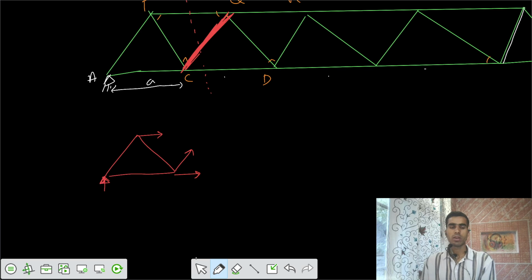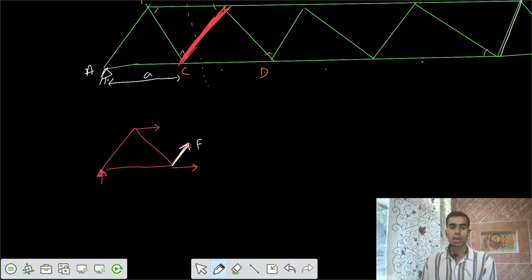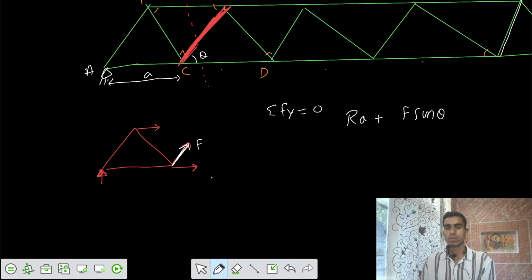So there's some direction of RA, and there's some unknown force F. This one is your unknown FCQ, force in the member QC. There would be some theta. I'm going to apply summation of Fy equals to 0. So I would write some reaction A upwards plus F sine theta equals to 0.